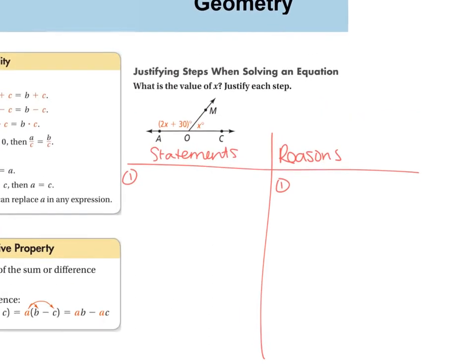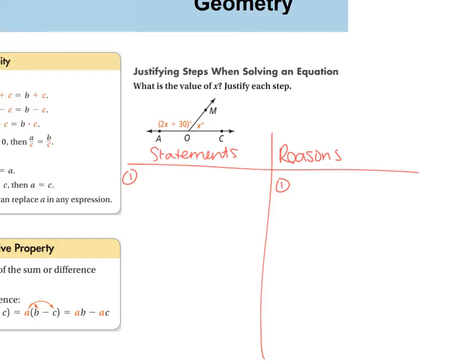What is the value of x? Justify each step. When you're doing these geometric proofs, you have to break it down to the simplest step-by-step instruction. You can't just go straight forward into the math problem. You have to explain why. It's a lovely part about proofs.